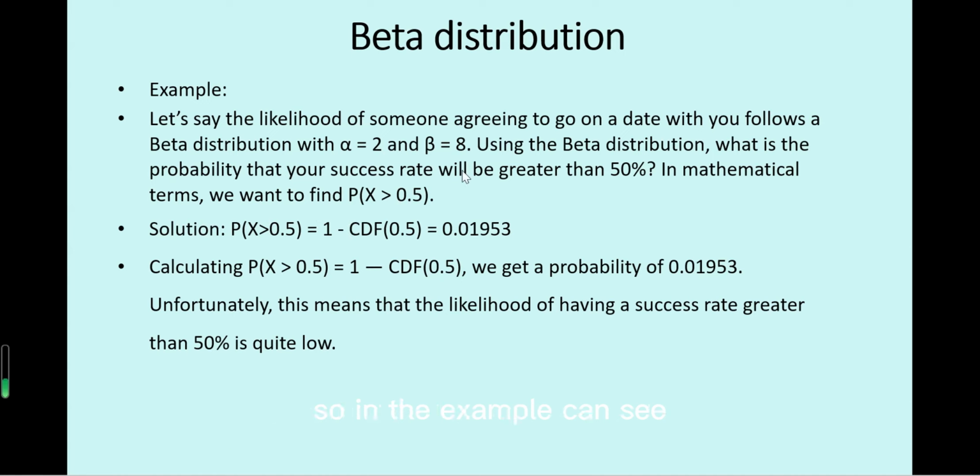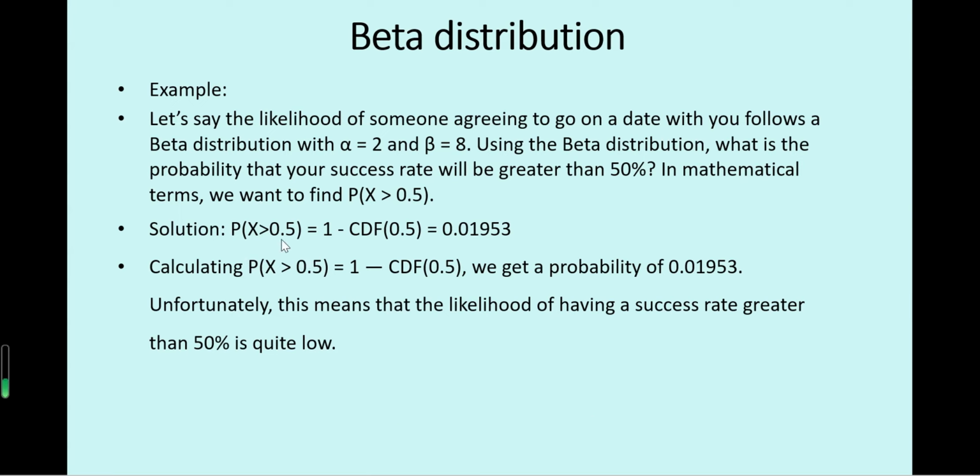In this example, the question is what is the probability that your success rate will be greater than 50%. Beta distribution is used to model the probability of a probability. So we want to know the probability that this probability is larger than 50%, right? We can model it as the probability of x larger than 0.5.